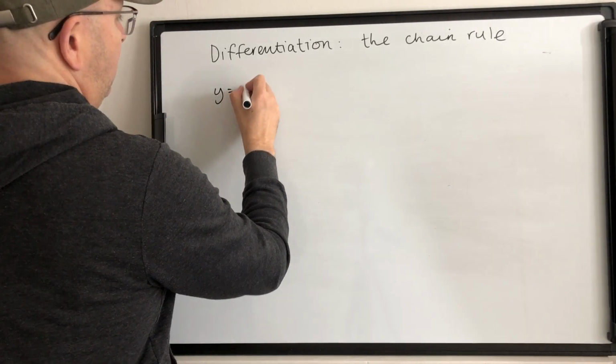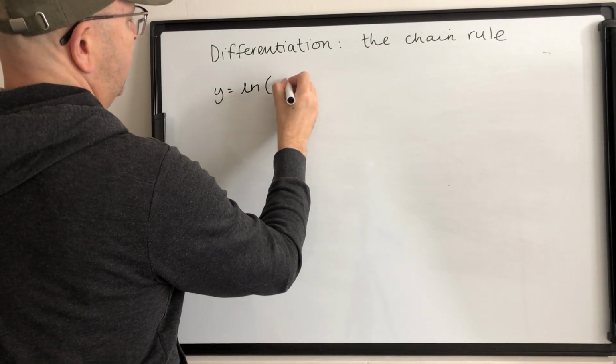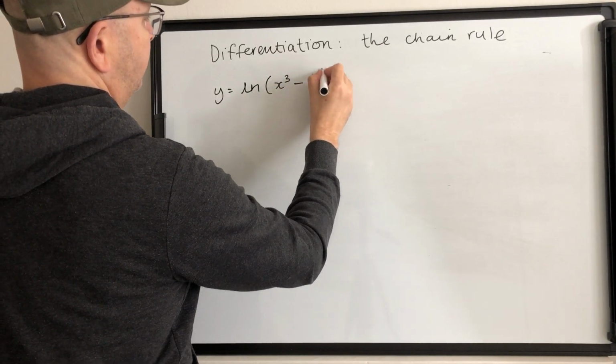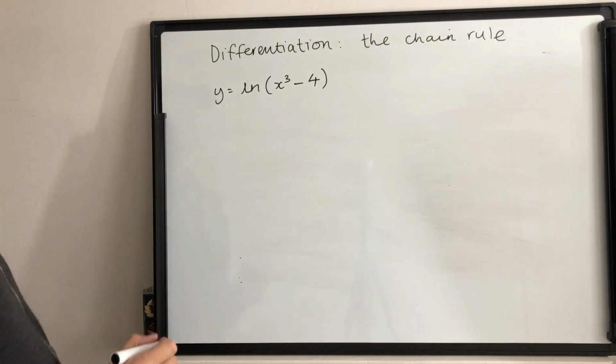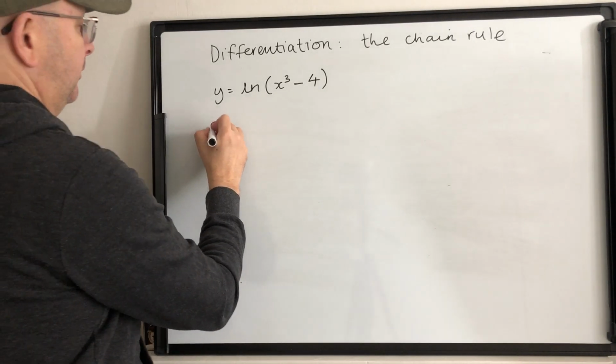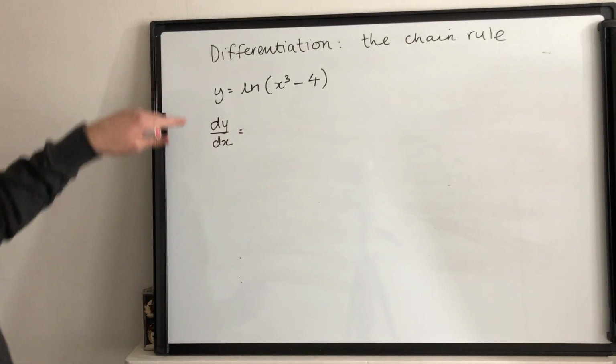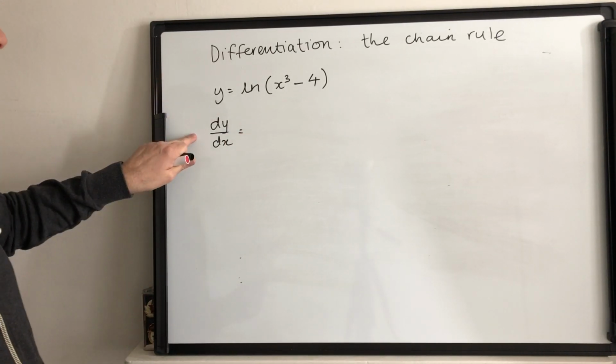Let's say we've got the natural log of x cubed minus 4. So the quick way is, and do write down dy/dx when you're doing this. It's very easy to forget that.